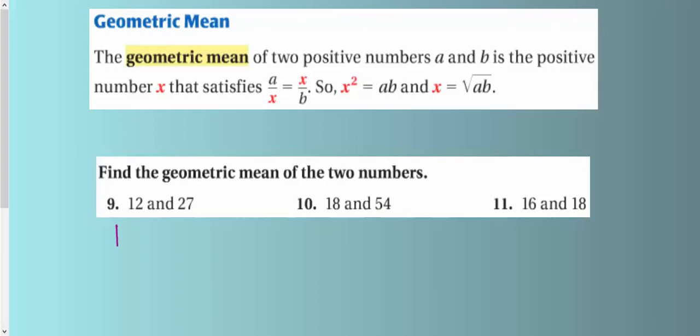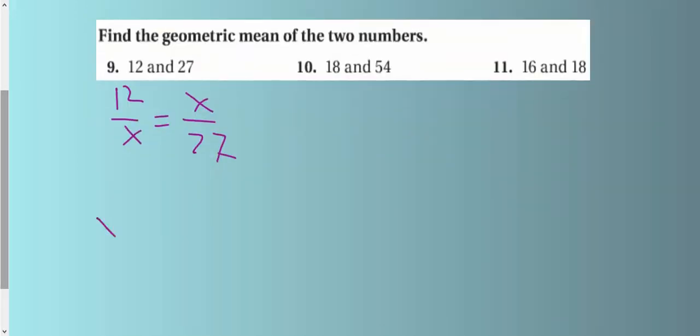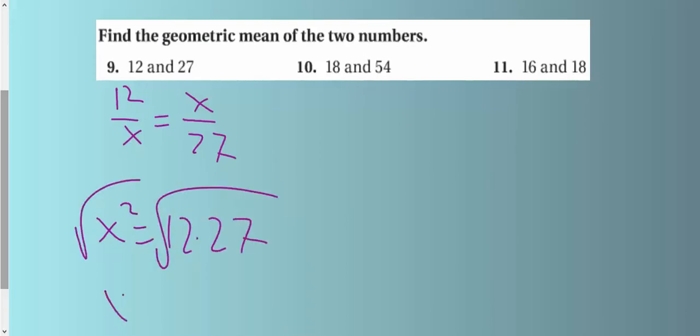So what you do is you do 12 over x equals x over 27. And then you cross multiply and you get x squared equals whatever 12 times 27 is. And then you square root both sides. So whatever this number is, this is what's called the geometric mean. It comes up one other spot in the book. Just in case you ever see it, this is what it is. I'm not going to be too picky on this, but I wanted to show you guys this in case it were to come up.